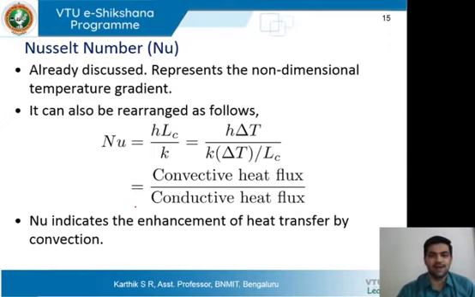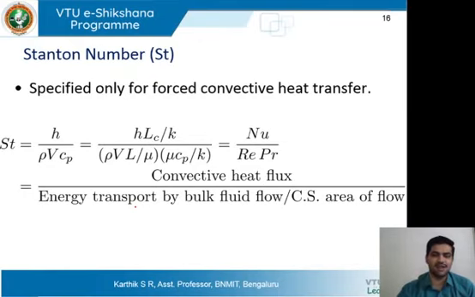So a lower value will indicate that the convective heat transfer is not happening at a very high rate. So this is what the Nusselt number's importance is. There are other non-dimensional numbers also, which can be derived by rearranging the three fundamental numbers that we have already discussed.